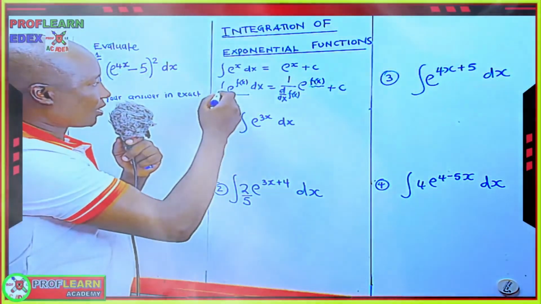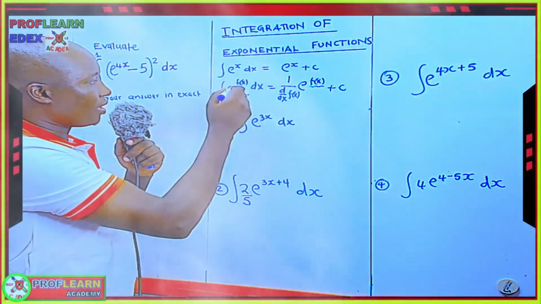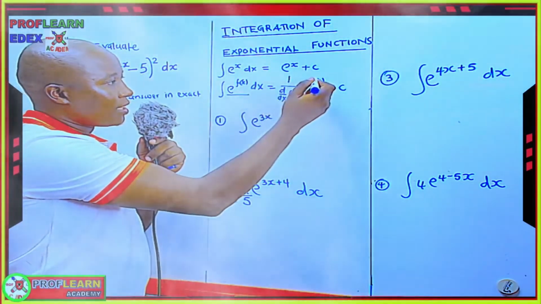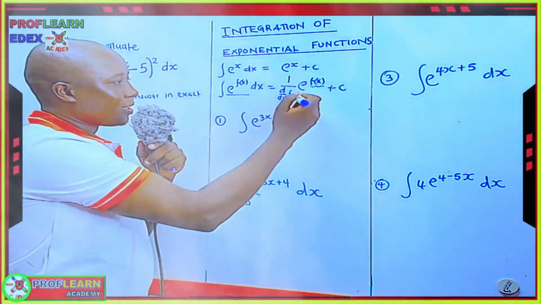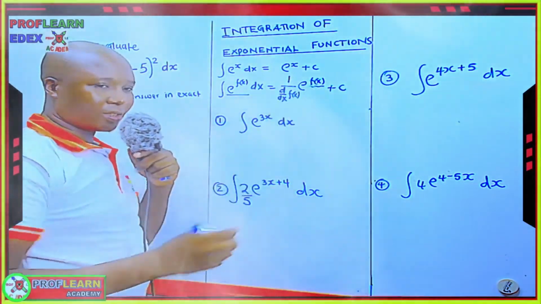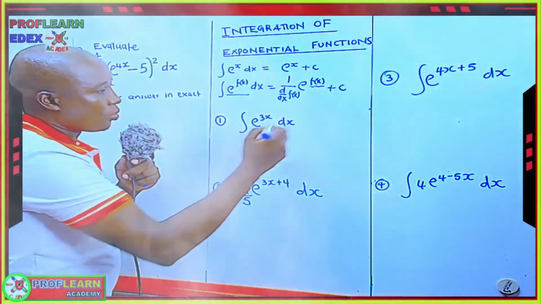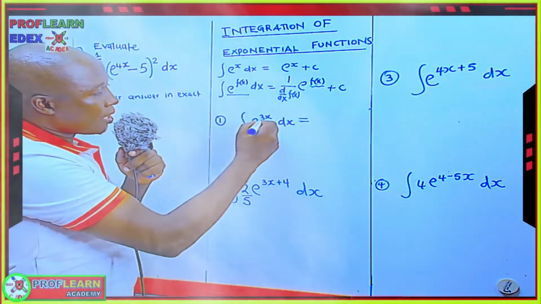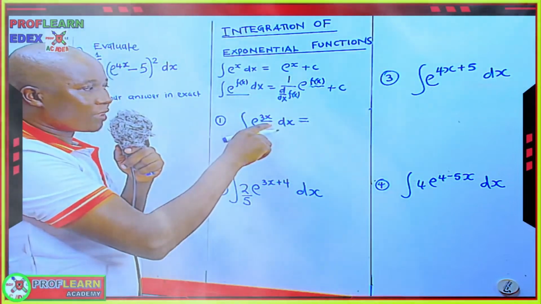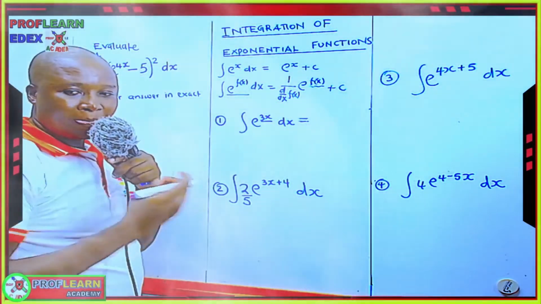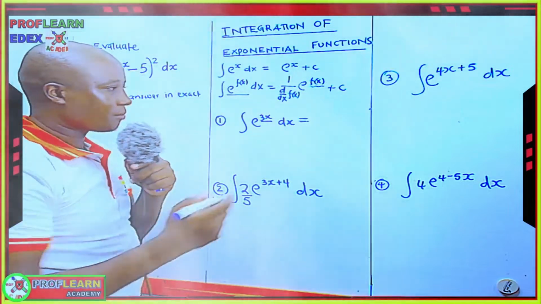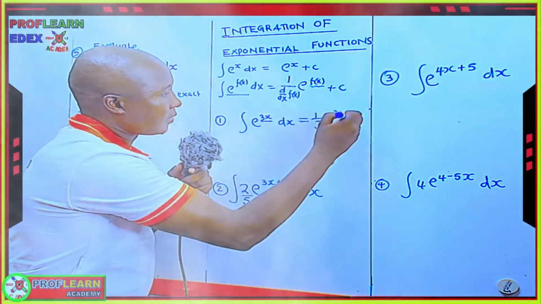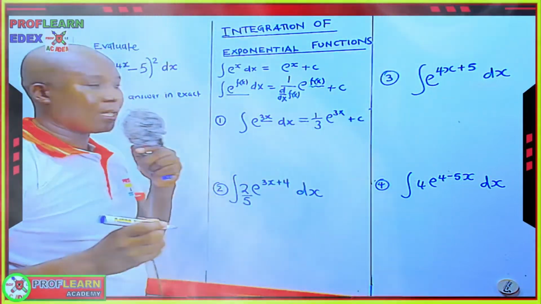If you are given a function and you are integrating e to the f of x with respect to x, you are going to differentiate the power, divide by it, then write the function the way it is. Let me show you what we're going to do here. If we are integrating this, we differentiate the power. If you differentiate 3x with respect to x, we get 3. So we say 1 over 3, then we write the function the way it is, then we say plus c.